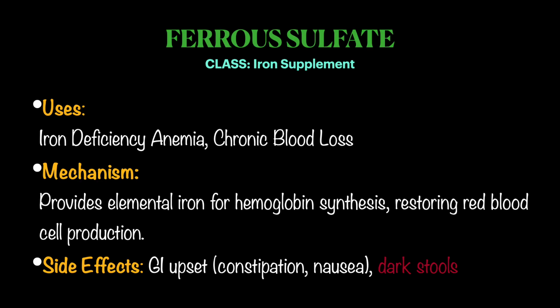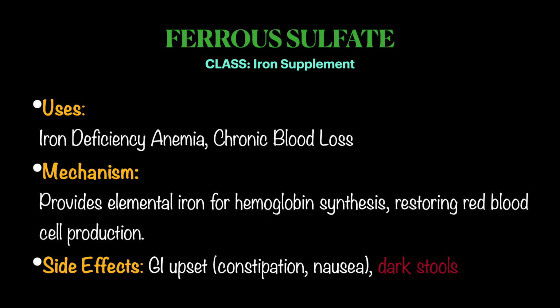The other drug we have is ferrous sulfate. It is an iron supplement. The uses are obviously iron deficiency anemia, chronic blood loss. The mechanism of action of this drug is that it provides elemental iron for hemoglobin synthesis, restoring red blood cell production. The side effects are GI upset, constipation, nausea, and also dark stools.